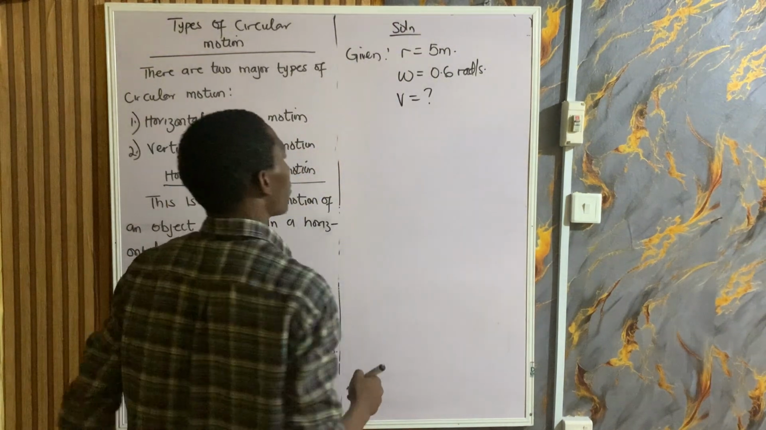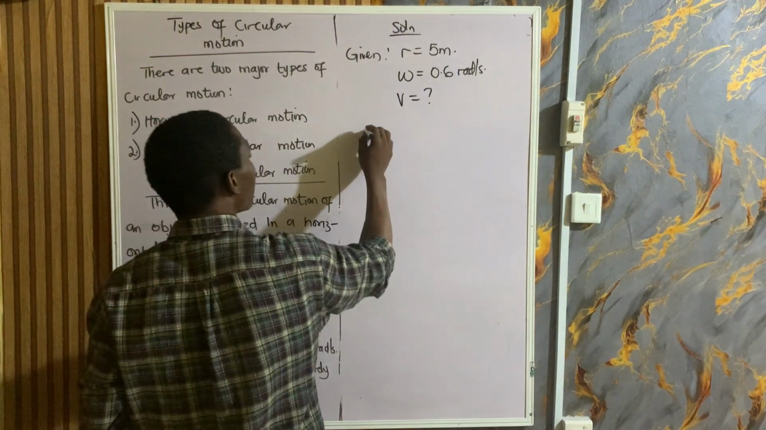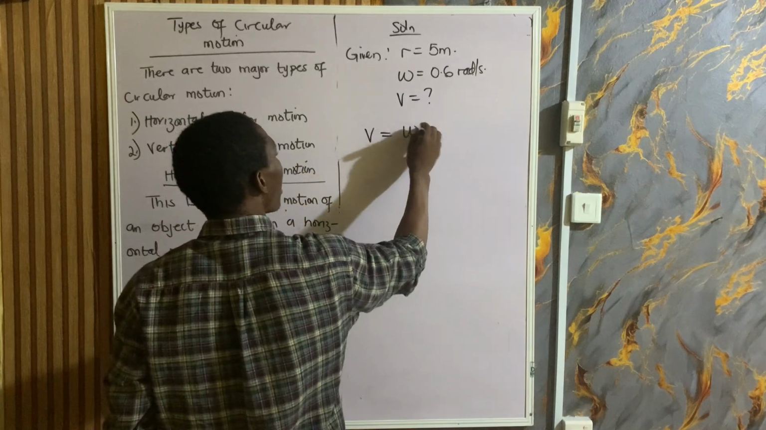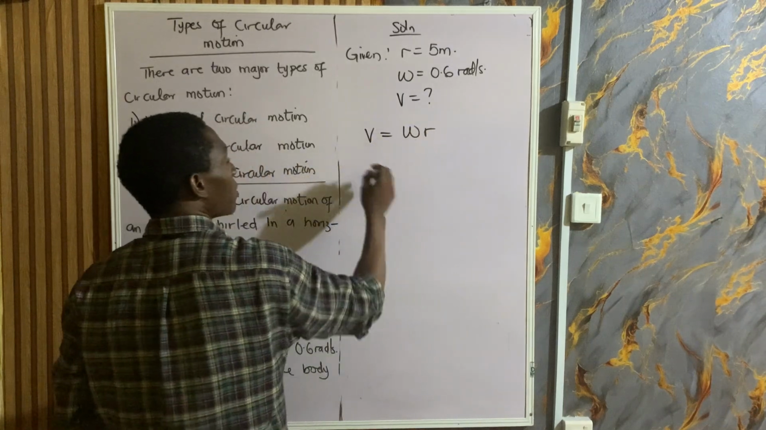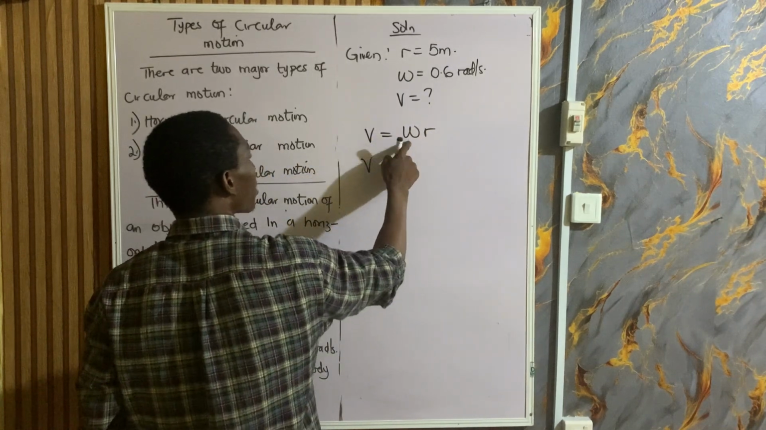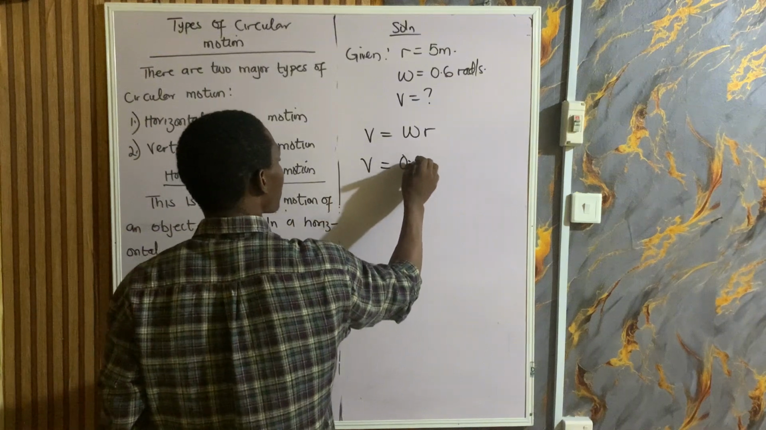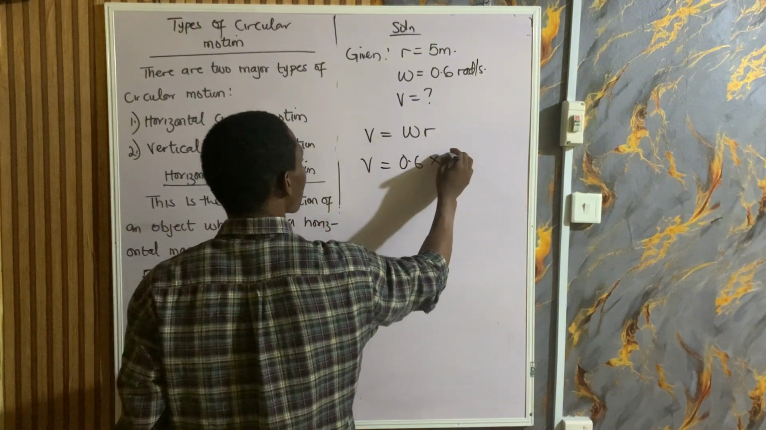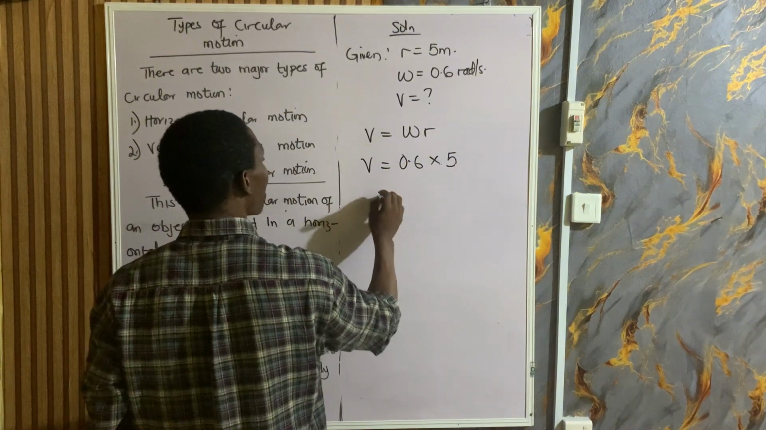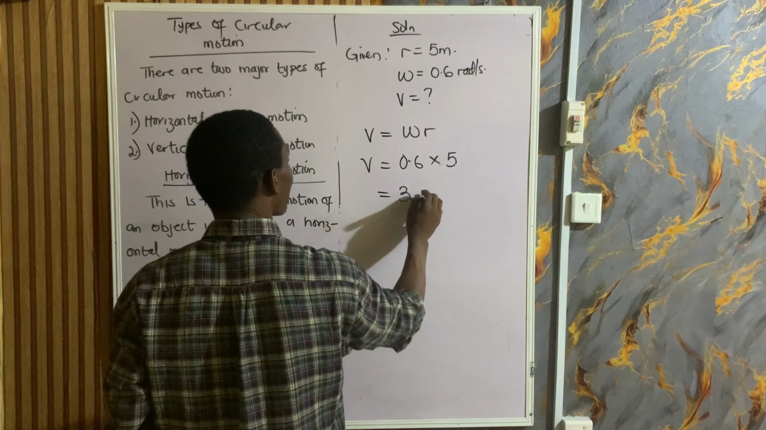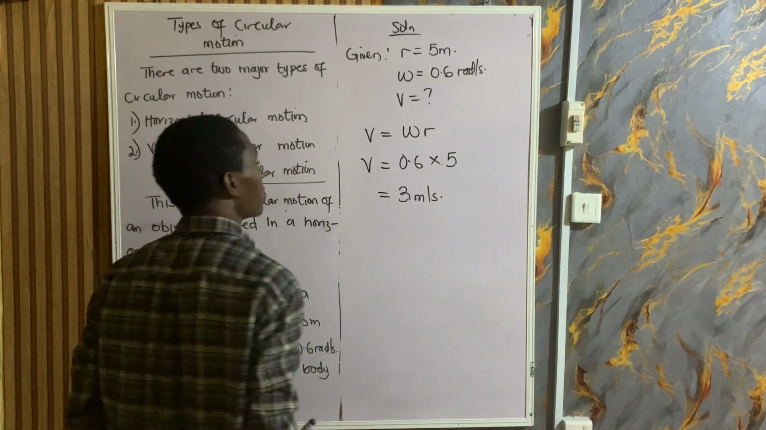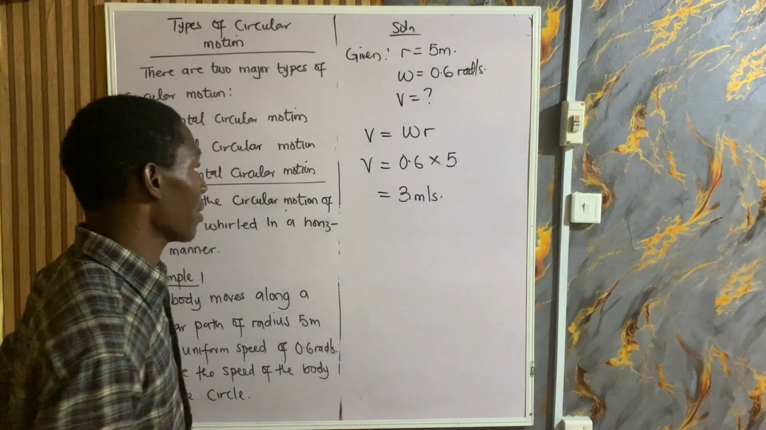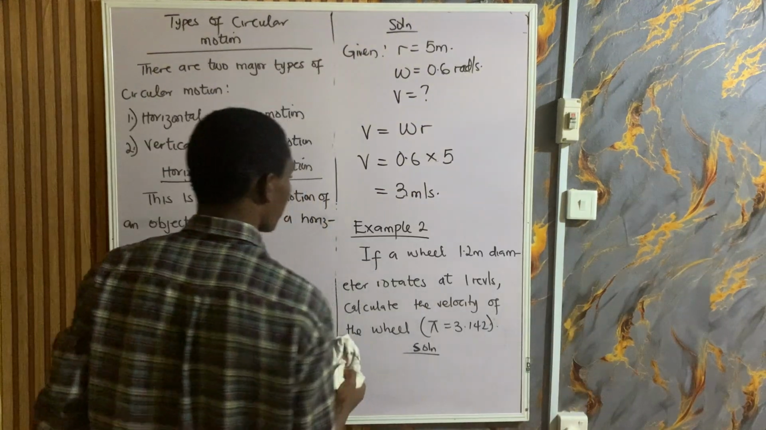So this is required. We can say v is equal to omega r. Then v is equal to, what's my omega? 0.6 times, what's my radius? 5. If we multiply this, we are going to get 3 meters per second. So that's that for this question. So let's solve this now.